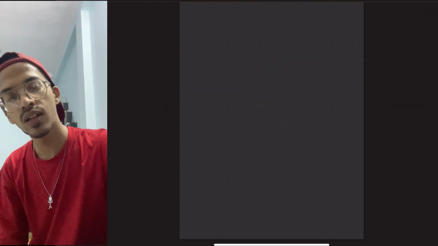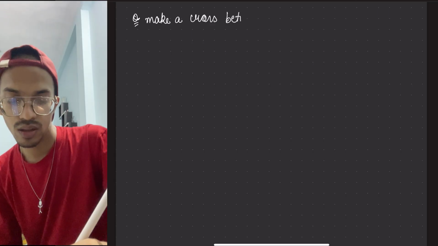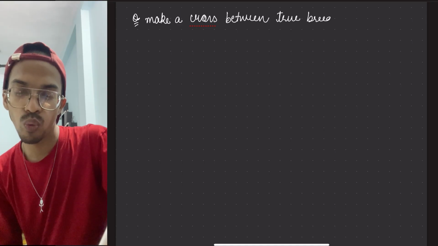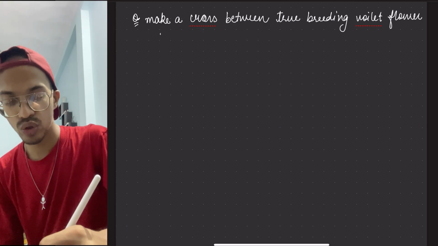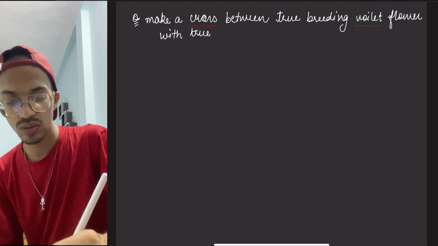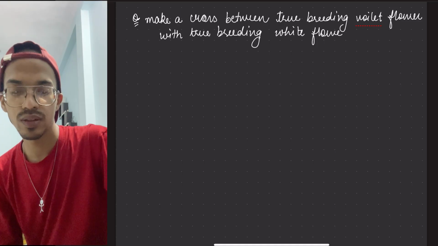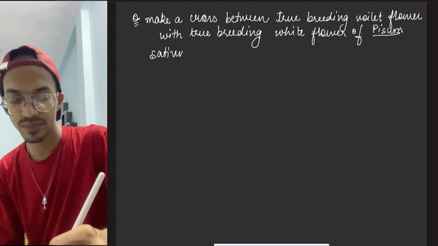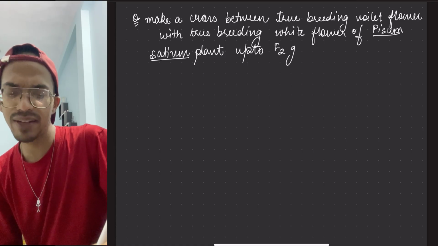What would be the homework? The homework is: make a cross between a true breeding violet flower and a true breeding white flower of Pisum sativum plant up to the F2 generation. So the same thing you have to do.